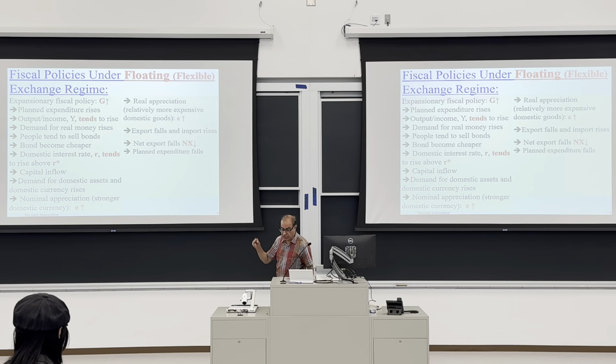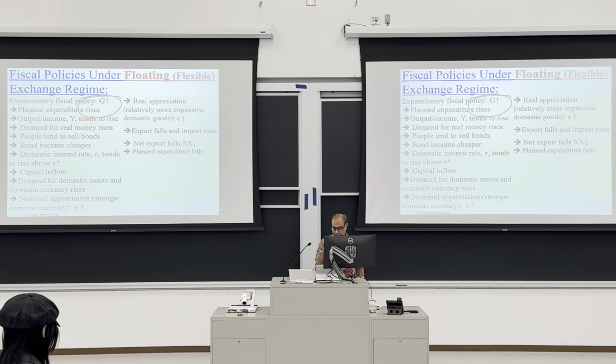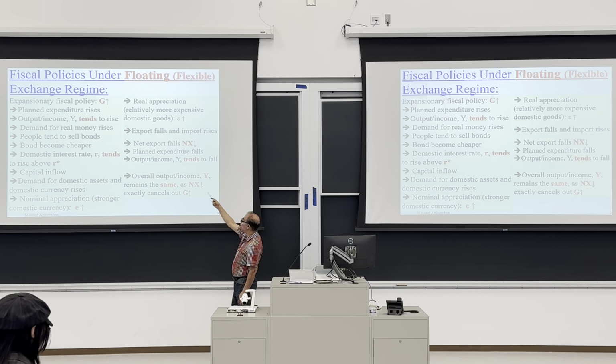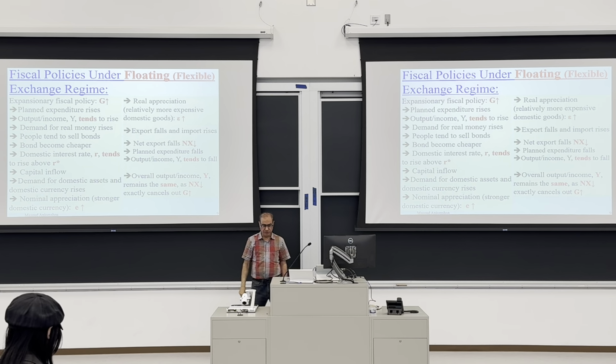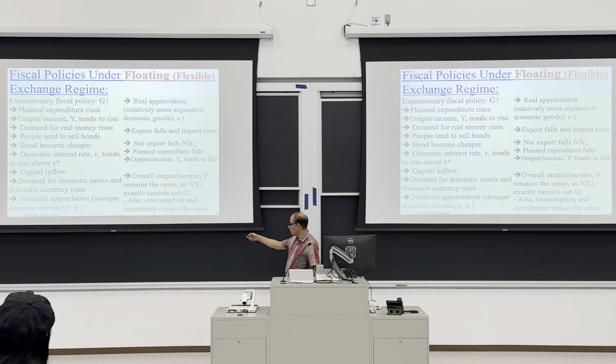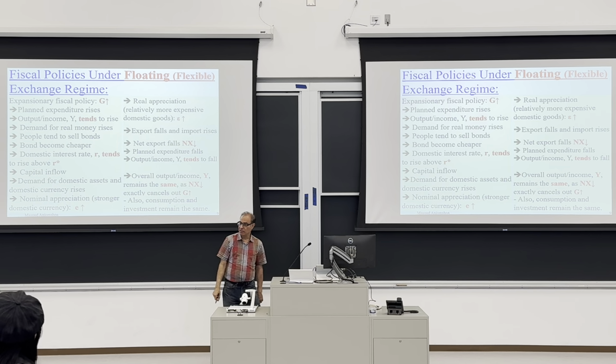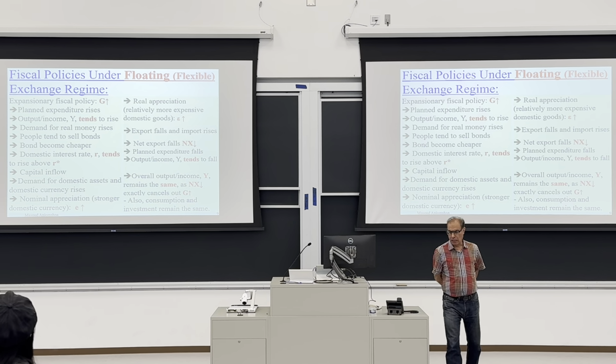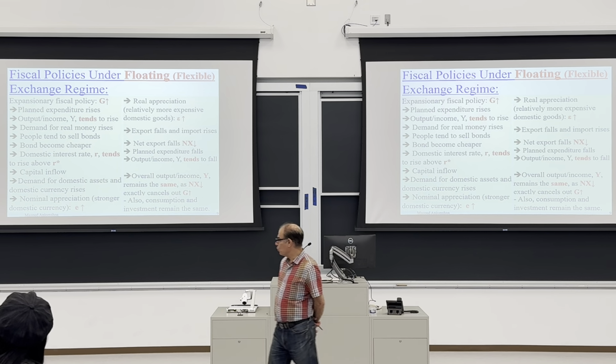So you see, here G tends to increase planned expenditure. Here net export reduces planned expenditure. So overall income remains fixed. You see, these two cancel each other out. Overall output remains fixed. Net export cancels out G. So consumption would be the same, investment would be the same. Catch it here? So that's a major difference between open and closed.